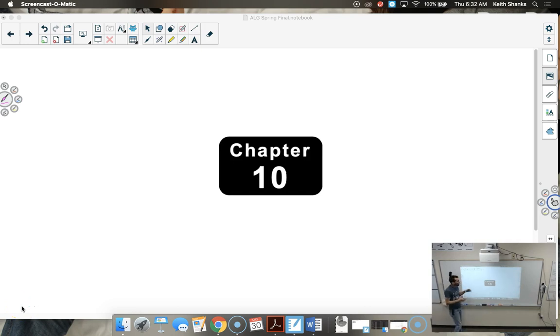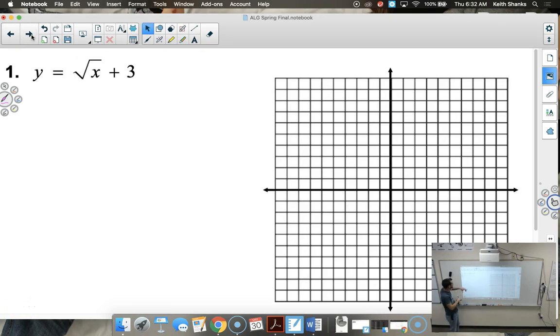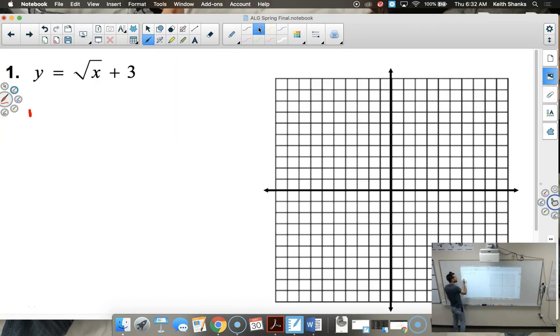All right, chapter 10, we have a couple more graphing problems. These are a little different with square roots, and so when we're looking at these, it's really helpful to recognize you can talk about domain and range really easily. The domain in these is different.